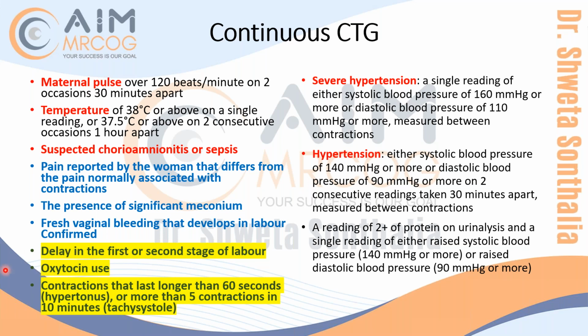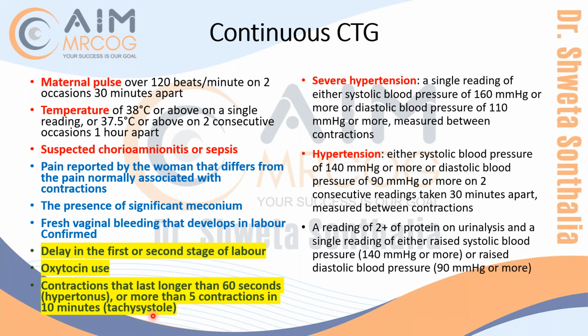So whenever there is oxytocin, it is an extra external contraction you are giving, external pain you are giving. So you have to monitor the baby. If you are putting the baby on oxytocin stress, you have to monitor the baby continuously by CTG. So whenever there is delay, whenever there is oxytocin use, whenever the contraction is either hypertonus, which is longer than 60 seconds, or more than 5 contractions in 10 minutes, which is known as tachysystole, both of these situations are a stress for the baby.